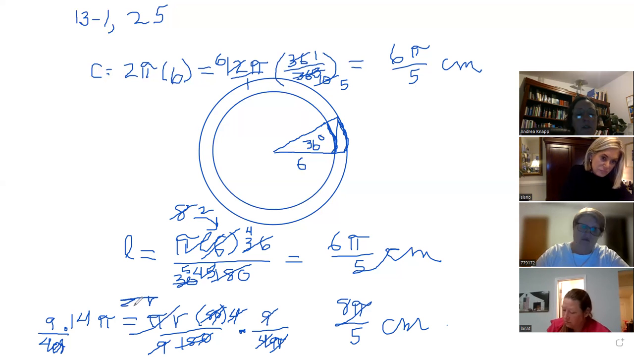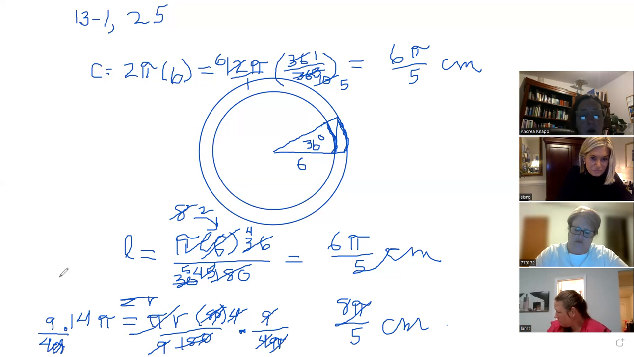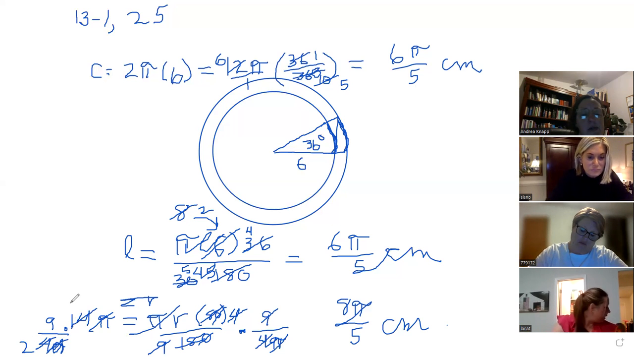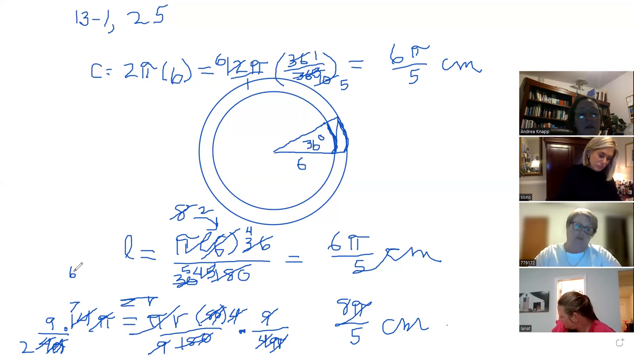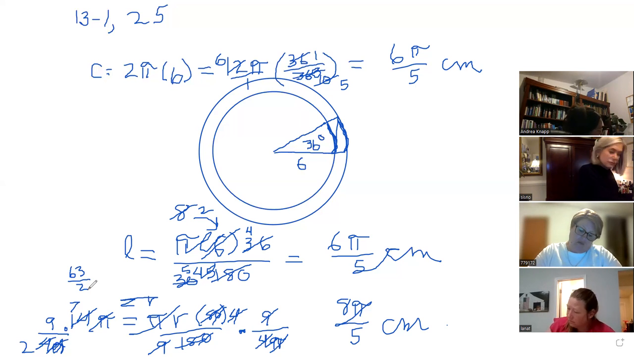And on the left, we've got 9 times 14 pi over 4 pi. So the pi's cancel. The 4 and the 14, we can divide both of those by 2. So we're left with 9 times 7 is 63. And in the denominator, we have 2. So I'm getting 63 halves for the radius. Is anybody else getting that? Yes, and the units is meters.